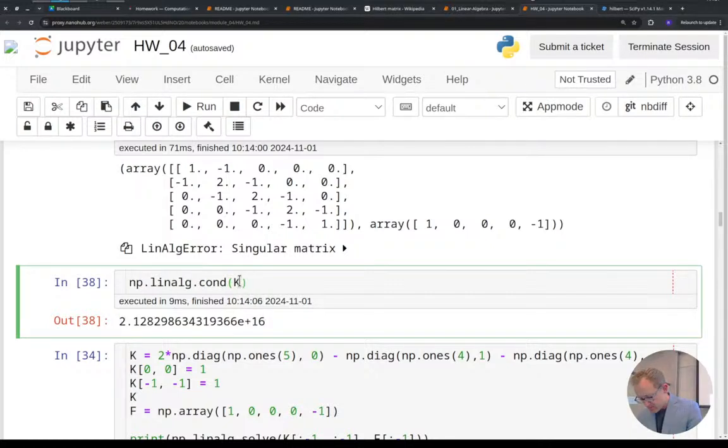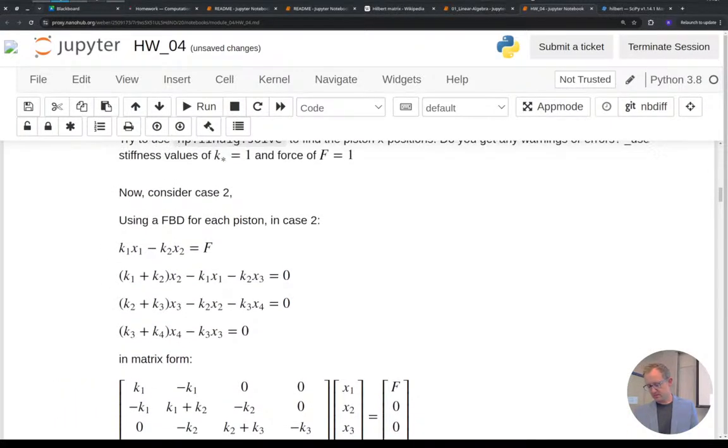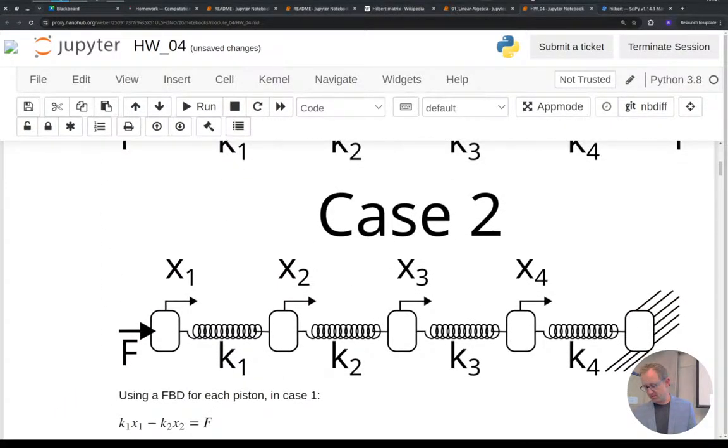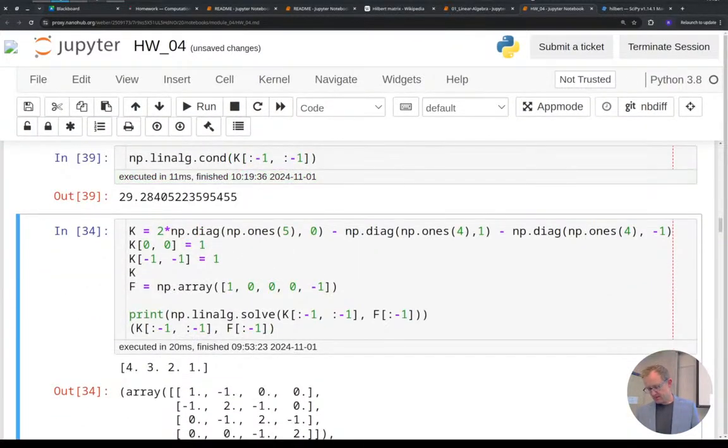Because if I just look at everything except for the last row and last column. So setting up case number 2 rather than case number 1, where case 2 has a nice fixed boundary point, there's only going to be one solution to it that satisfies this set of equations. And that one has a nice condition number of 29, but 10 to the 1 sort of power, not 10 to the 16 power. So much easier to solve that one.